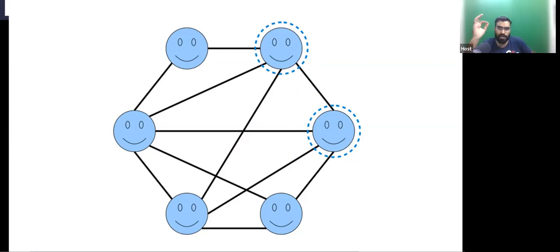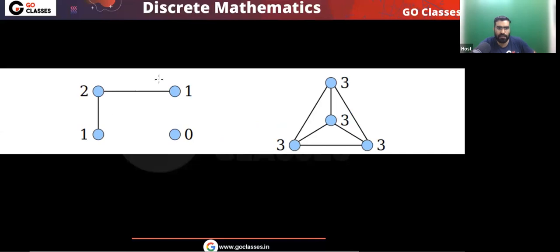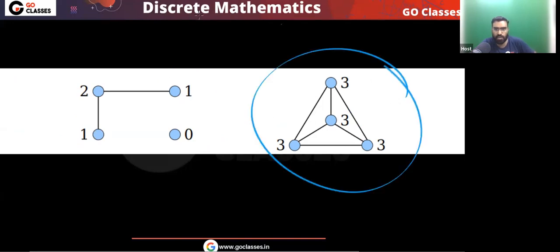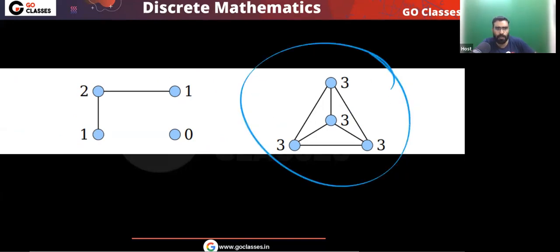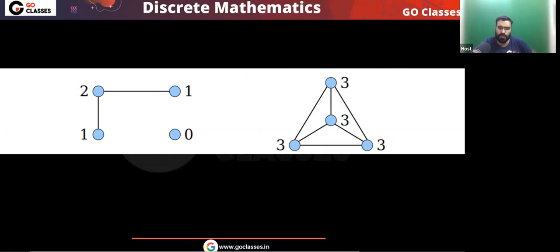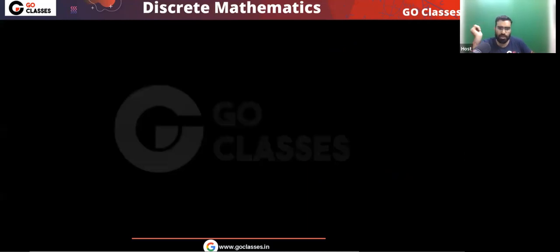See, are you getting my point? Did you understand the question? Whatever you do, at least 2 people will have the same number of handshakes, the same number of friends, the same number of known people. Is this clear? Now let's see how to prove it. In this situation also, you can notice at least 2 people are having the same number of handshakes. So whatever you do, this is the simple point. I hope you understood the question.